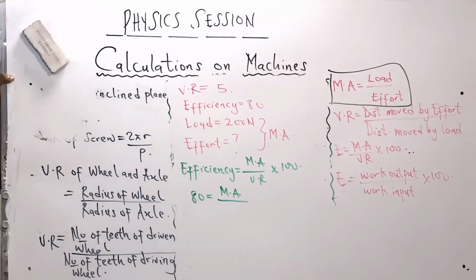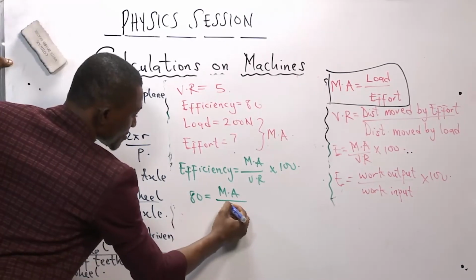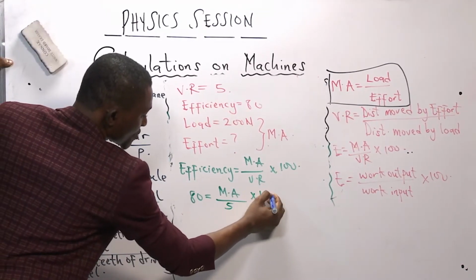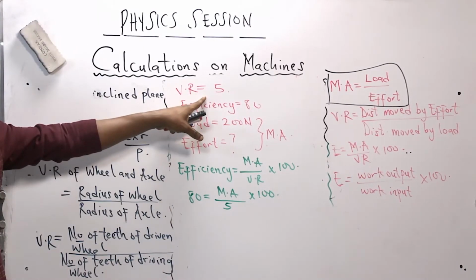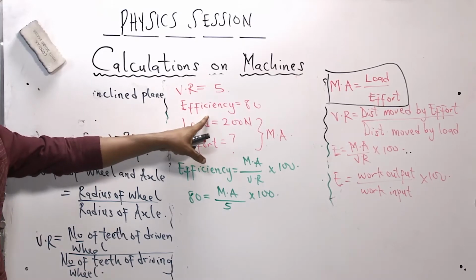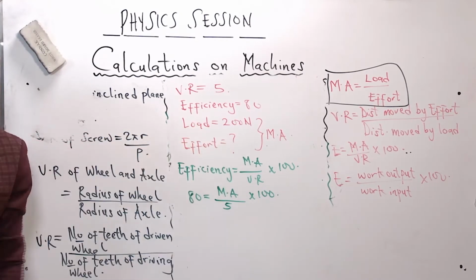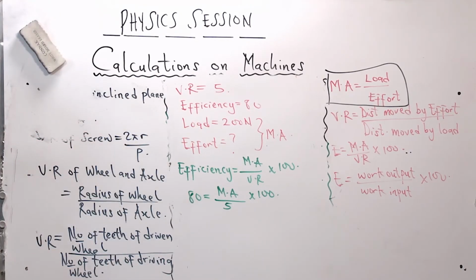Divided by velocity ratio is 5 by 100. So let me take that again. We were given velocity ratio as 5, efficiency as 80, and the load as 200 Newton. The question says we should calculate the effort.